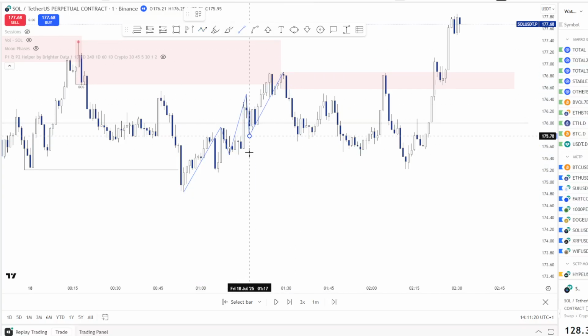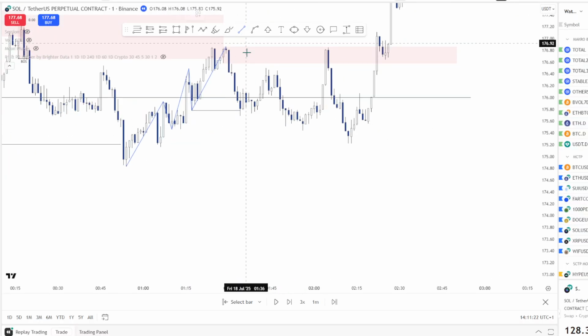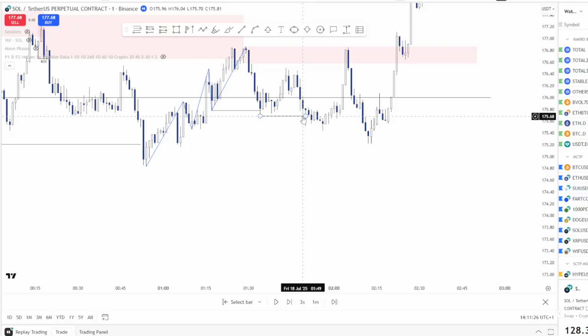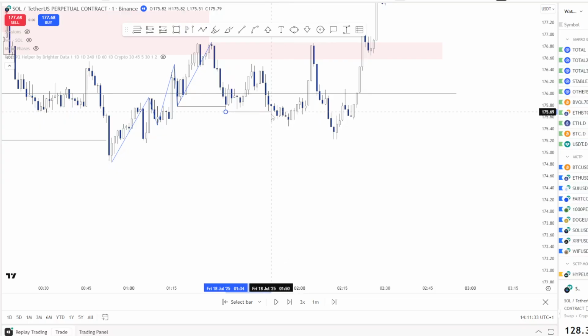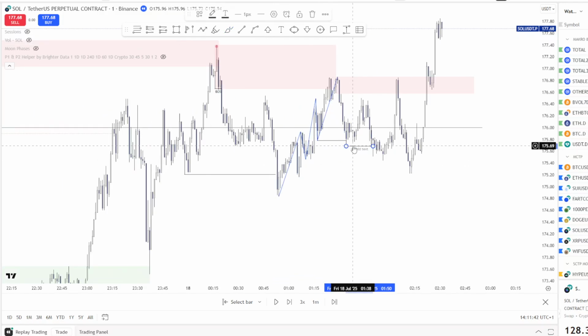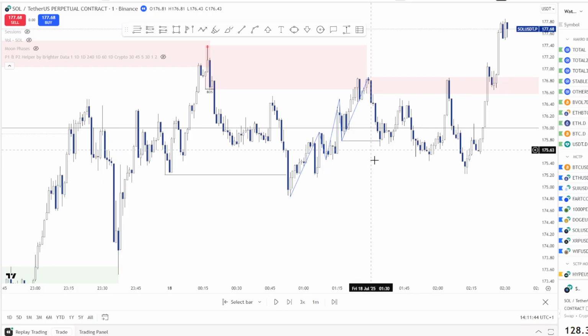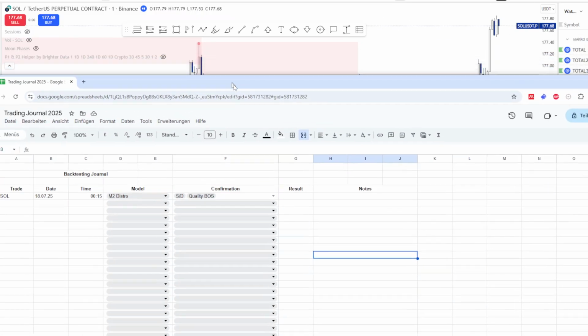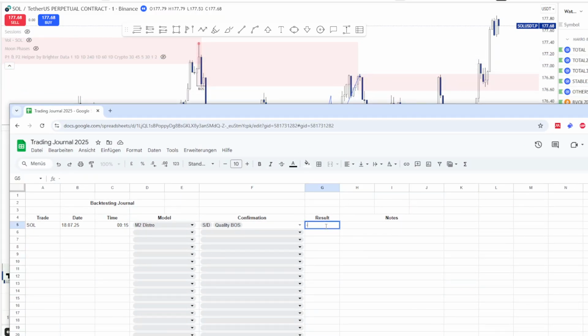We SFP'd here, and again, as I said, this was a very poor breakout structure. We did not really break below, and this was more a choppy price action. Got a move up, demand creation, took the low, went up. So what we can say, it would be safer. So it was a minus 0.5.